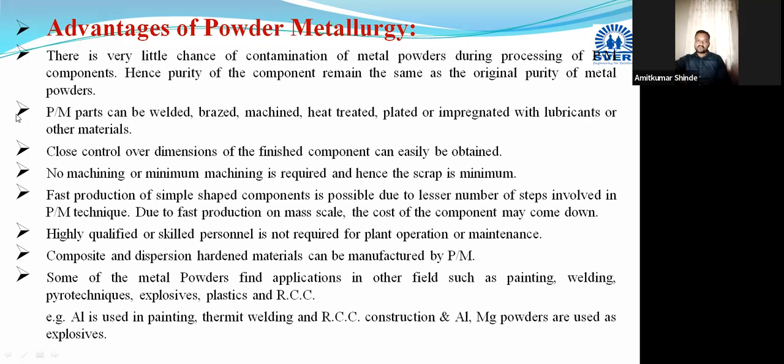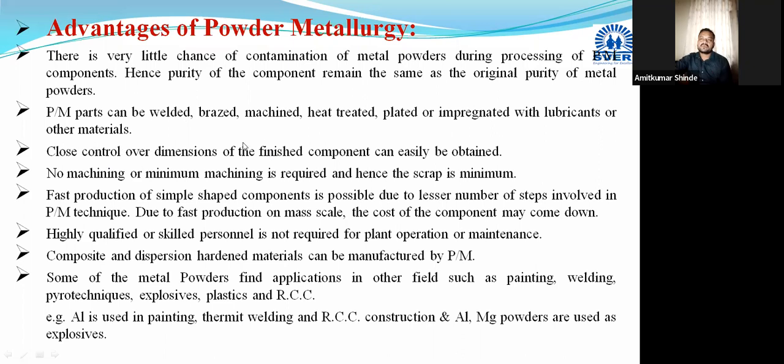And then the next advantage: whichever powder metallurgy components are manufactured, we can perform other operations like welding, brazing, or machining, or heat treatment processes to change their properties, or impregnation. Impregnation operation I have already discussed, meaning filling the surface pores with oil. That can be done after manufacturing, and other operations or heat treatment processes can easily be done on powder metallurgy components.